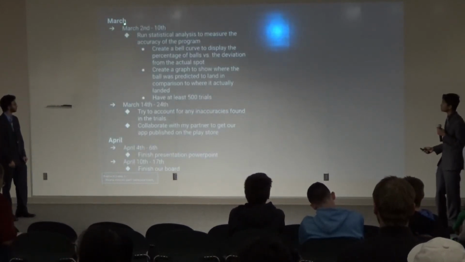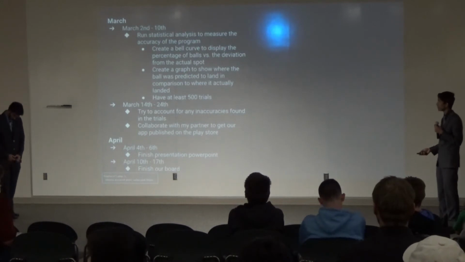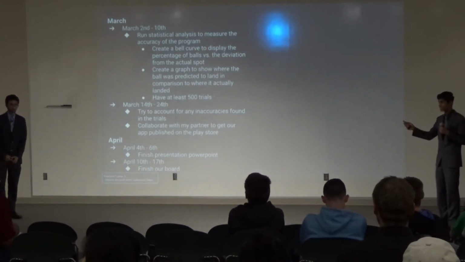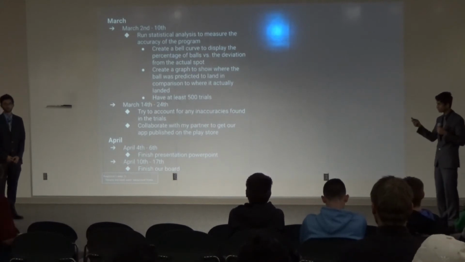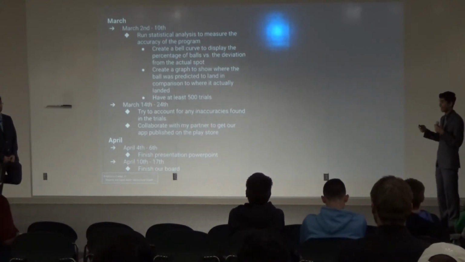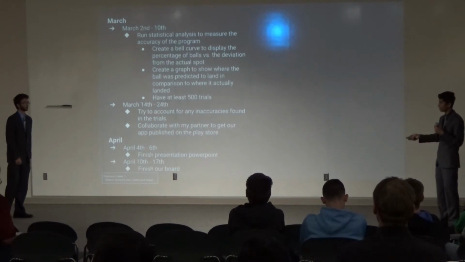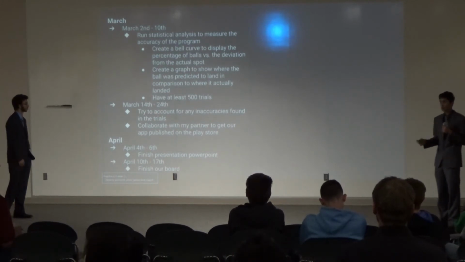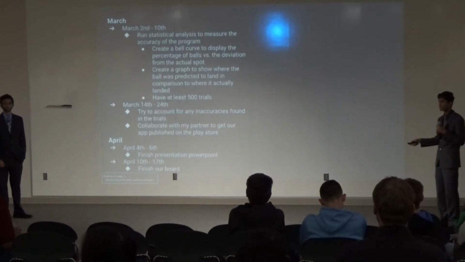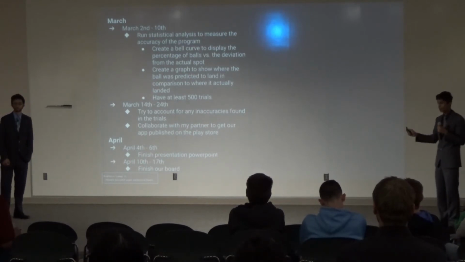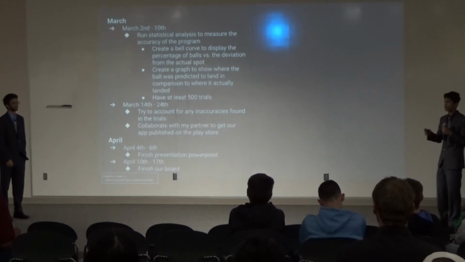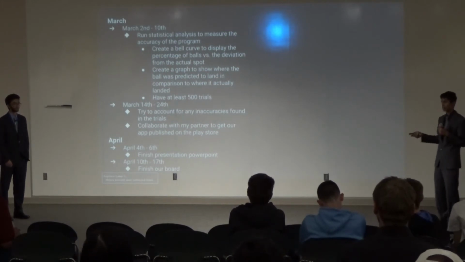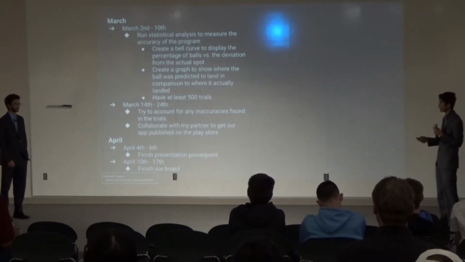In March, we started making statistical trials of the ball. So we basically tried to hit the ball and see if the program would actually accurately predict where the ball would go. What we found out was we did about 500 trials, and the ball landed at most 1.2 inches away from where the machine predicted it to be, which we thought was pretty good since coming into our project, our initial goal was to have a margin of error of 1 inch.